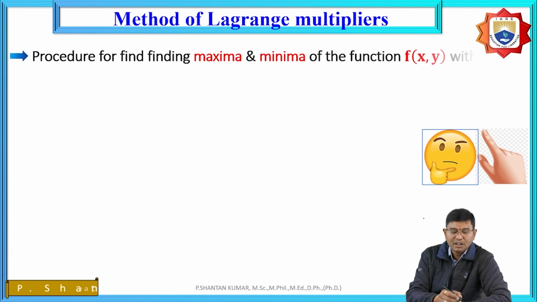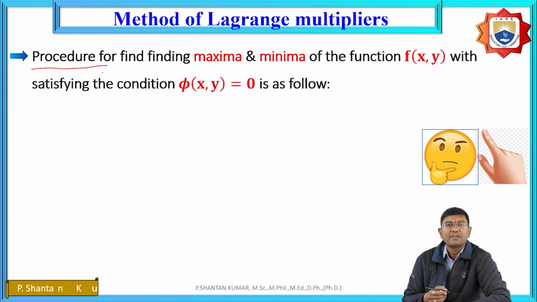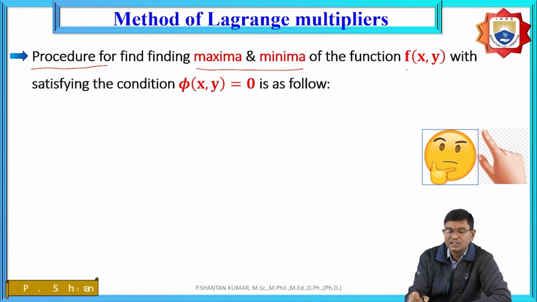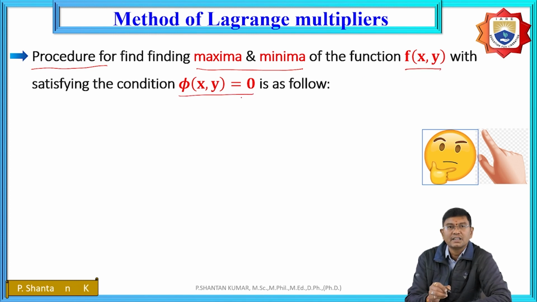Here, what is the procedure? What is the procedure for finding the maxima and minima? That means the given functions are like one is f, a function, and the second one is phi, a function. We need to observe that properly.